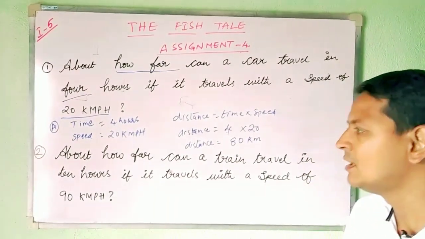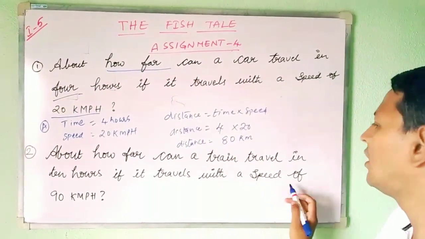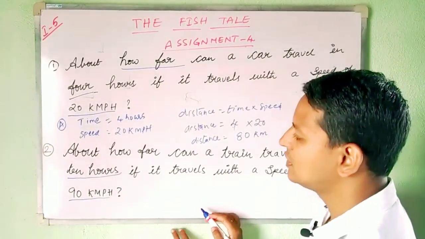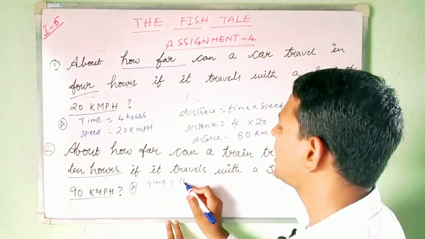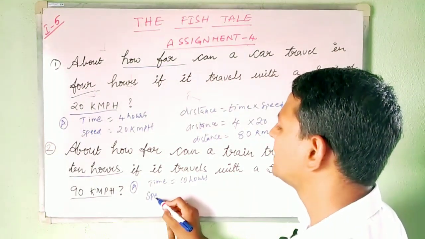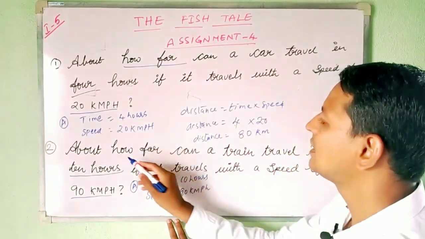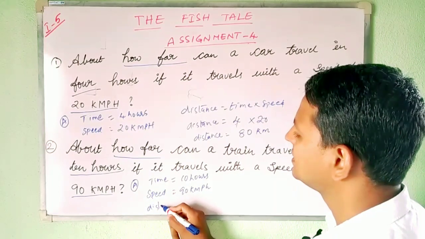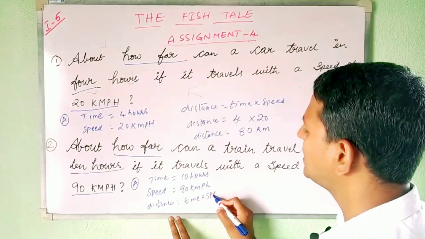Now the second one: how far can a train travel in 10 hours if it travels with a speed of 90 km/h? How far will it travel in 10 hours? Here also, what is given? Time is given. What is the time? Time is 10 hours. And what is the speed given? The speed given is 90 km/h. And what is asked? How far? What is asked is distance. So here again, distance is equal to time into speed.